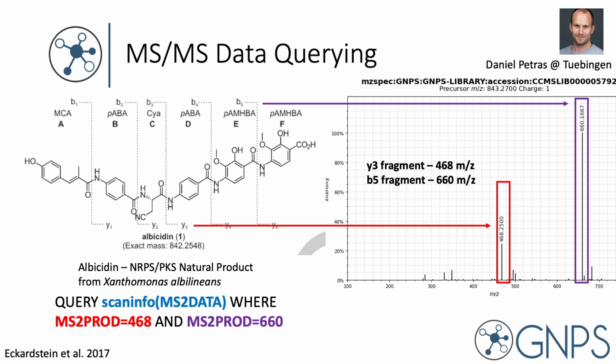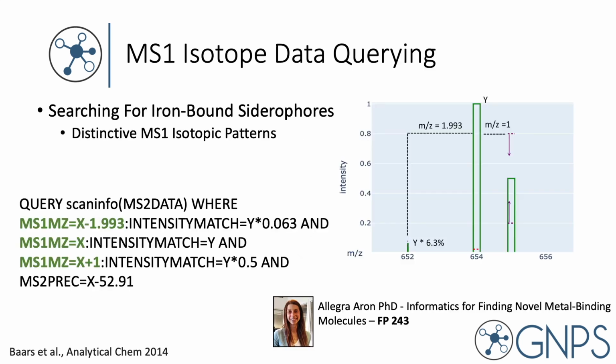And so he simply can ask, I want to look for mass 468 and 660 in the MSMS, find me all of them in my data set and pull them out. And so that's querying the MS2. And now we can also query across MS1.